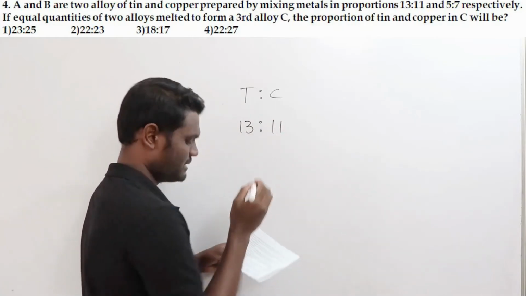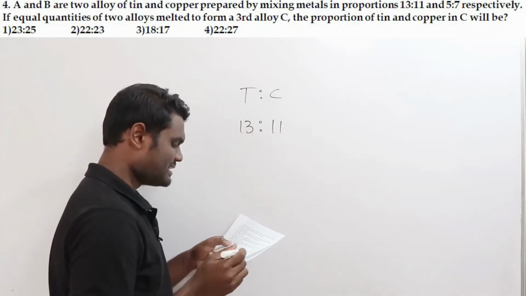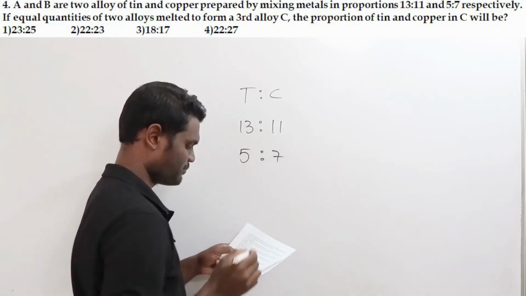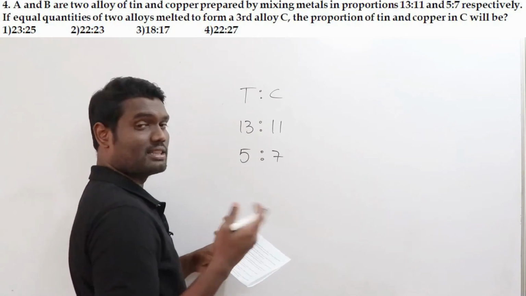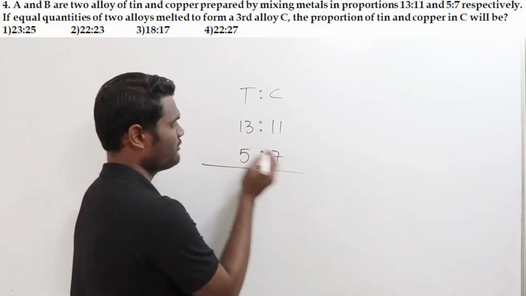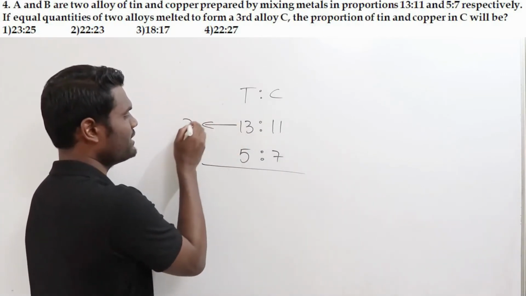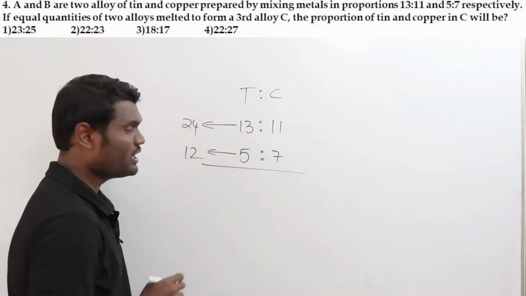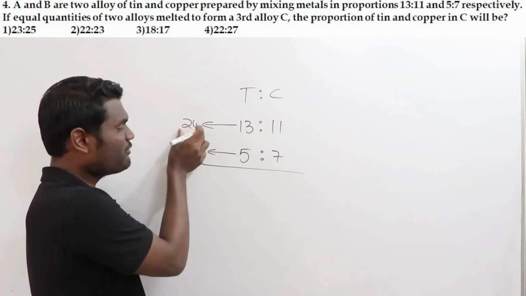So tin to copper, this will be 13:11. And next it is like 5:7. If both these quantities are mixed in a third alloy, then you are supposed to find the ratio. Now if you look at 13 plus 11, this will be 24. Now 5 plus 7, this will be 12. Now if you look here, this is not same. This is 24, this is 12.